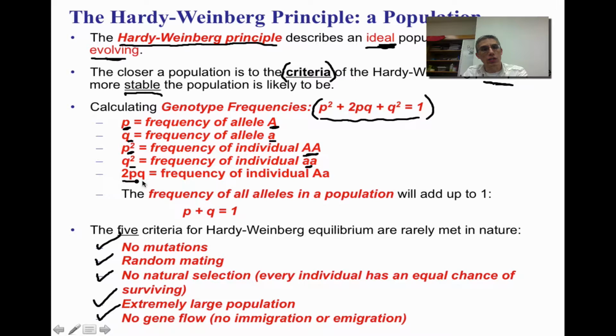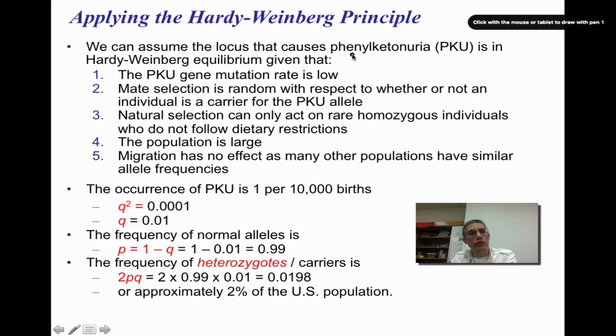And in this case, when you look at 2PQ, that's going to be the frequency within that population of the heterozygous individual. Now, something to be aware of is that the frequencies of all alleles in a population are always going to add up to 1. So P plus Q is always going to equal 1, and that's going to be important when we look at the next screen.